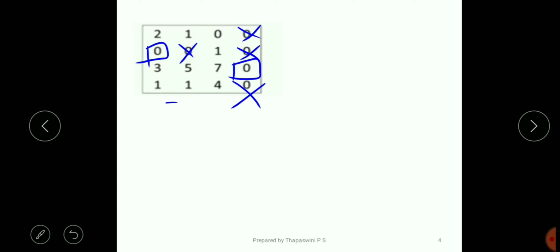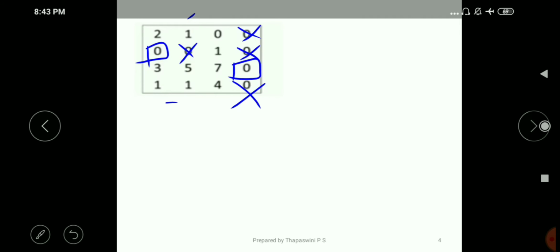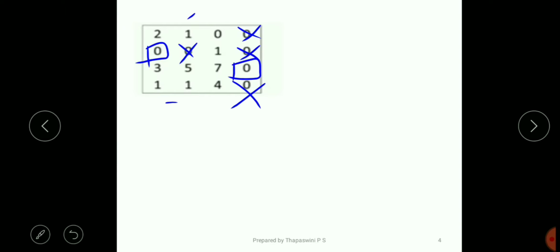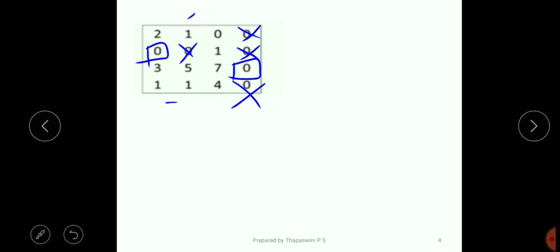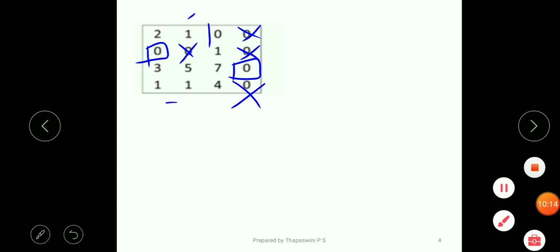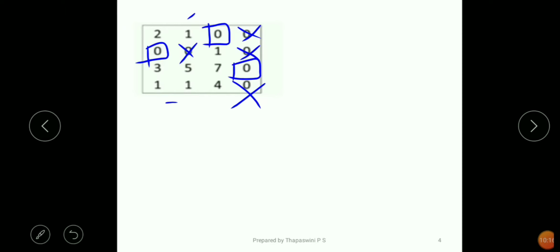Next, consider the second column. There is no zero present, so we do not make any assignment. Now consider the third row. There is one zero present, so we make an assignment.